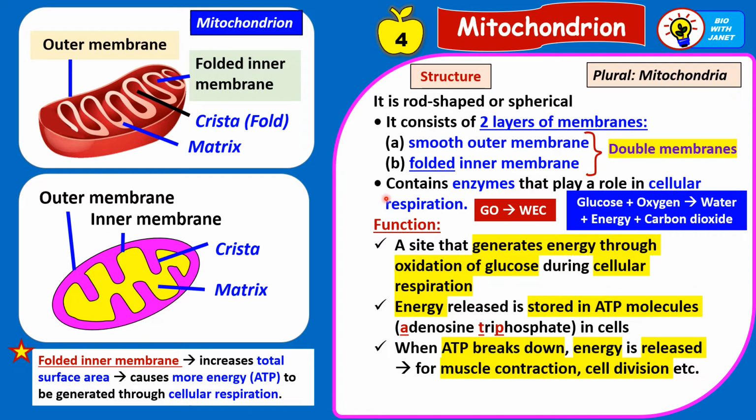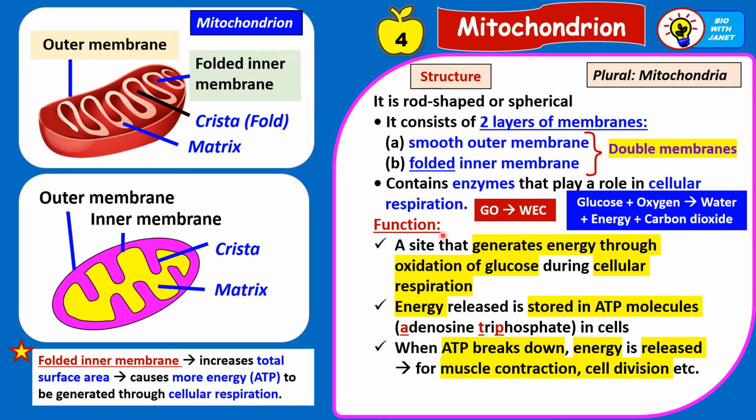Now, continuing with the structure, the mitochondrion contains enzymes, respiratory enzymes that play a role in cellular respiration. These enzymes catalyze or speed up the rate of reaction in cellular respiration. What is our equation for cellular respiration? Glucose plus oxygen produces water, energy, and carbon dioxide. This is called the word equation, and our short form or acronym is GOWAC. G for glucose, O for oxygen, W for water, E for energy, and C for carbon dioxide. This is a good short form to remember for the equation for cellular respiration. Take note of this.